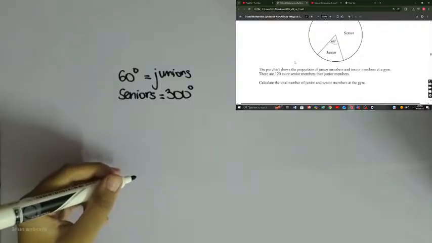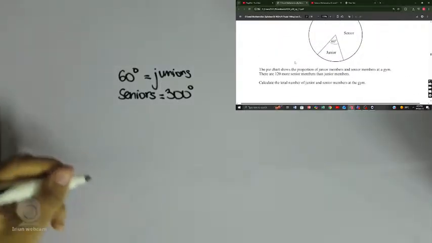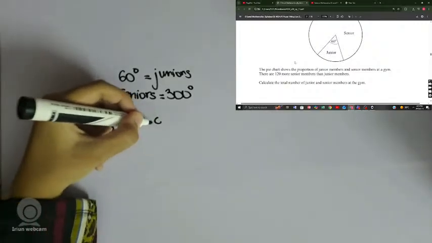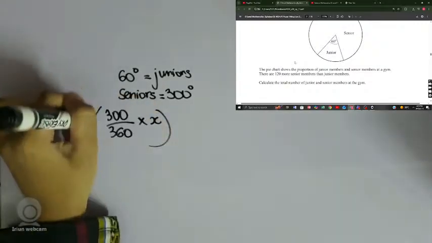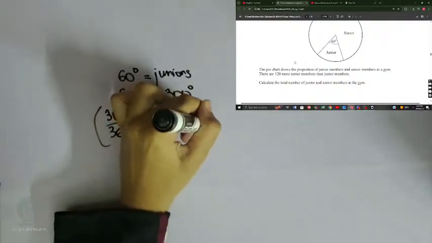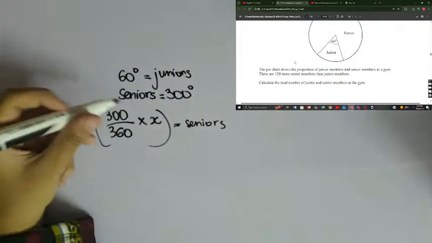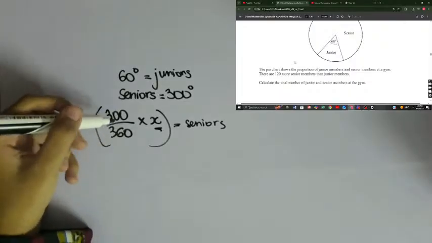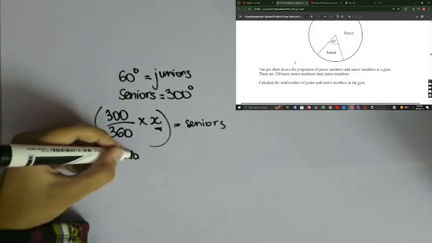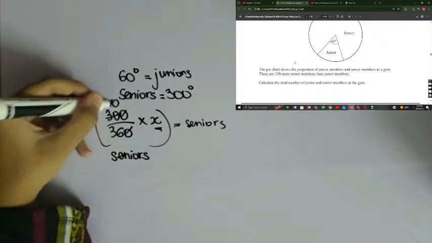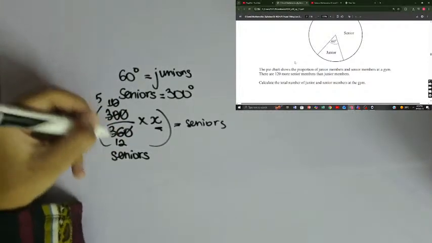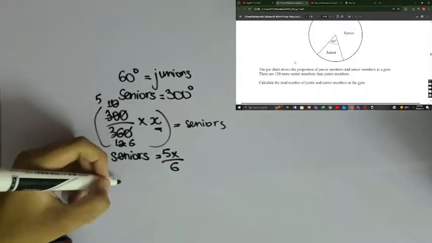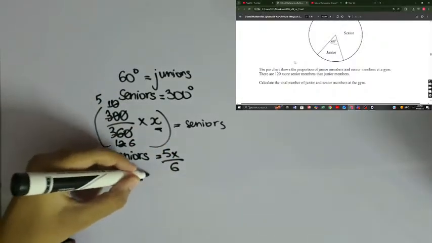So if there are 120 more senior members, then that means 300 upon 360 multiplied by a certain number, which is the total number, is the number of seniors that we have. Why? Because this uses a ratio of the pie chart that we're applying to the total number that we have, and that would be the proper ratio, right? So in order to simplify this, we cut the zeros, 3 10s are 30 and 3 12s are 36, and this is 5 and 6. So 5x upon 6 is the number of seniors that we have. In the same way, the number of juniors would be x upon 6.